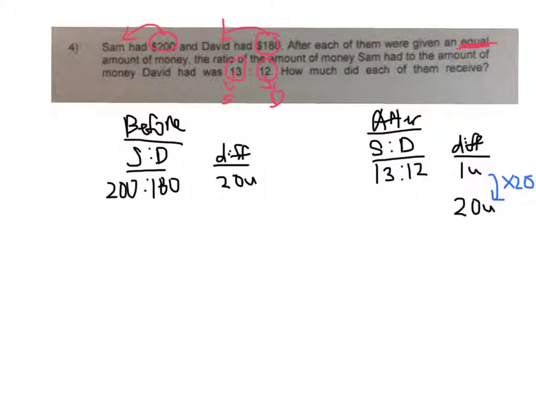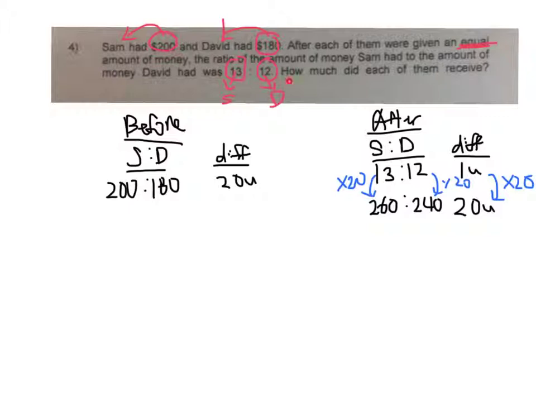And how do I get this 20 units? I got this 20 units by doing this. So 13 times 20, you have done this before, will be 260 is to 12 times 20, that will be 240. So you can see, we can compare now. This is 200 is to 180, and this is 260 is to 240.